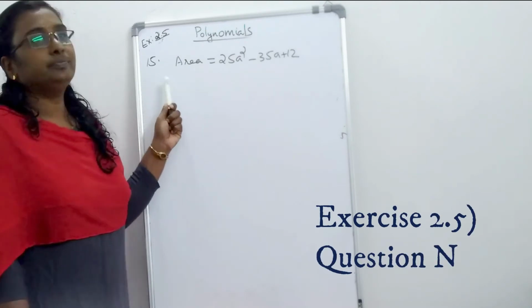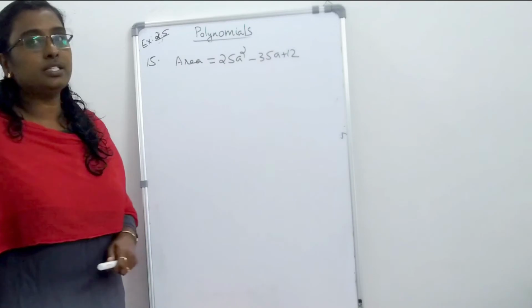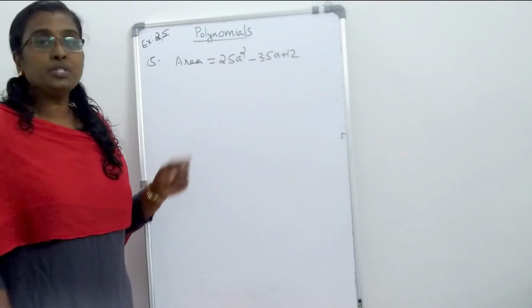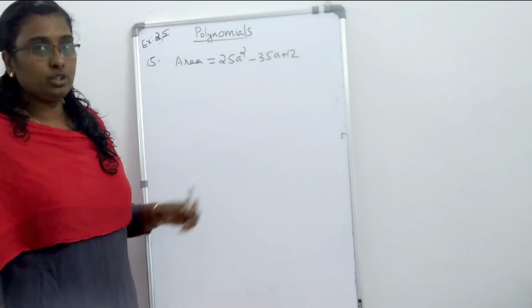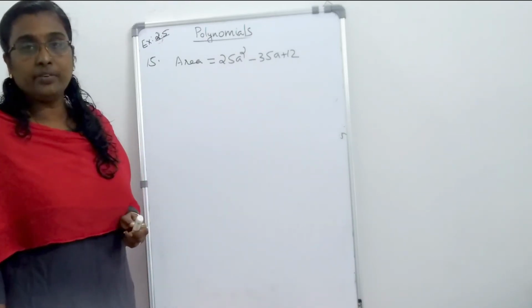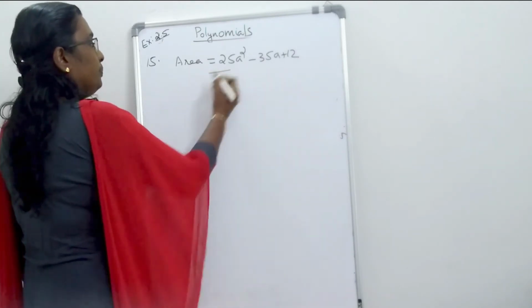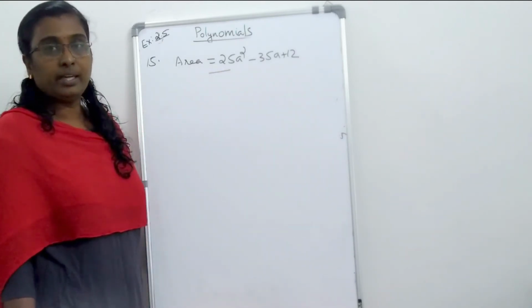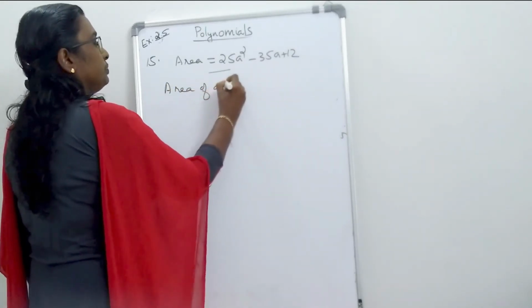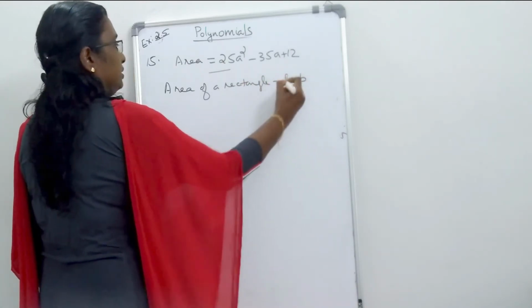The next question. Find the possible expressions for length and breadth if the area is given. Listen here. The question is, find the possible expressions for the length and breadth of a rectangle if the area is this. That is, the area is given, we have to find the length and breadth. What is the formula for finding the area of a rectangle? Area of a rectangle equals length into breadth.